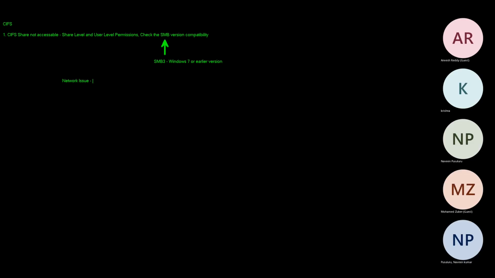In order to make sure that it is a network issue, you need to log into a server in the same data center and try to access it from there. If you are able to access it from there, then most of the time there is something wrong with the network. Network issue, this is one thing. You need to work with the network team to resolve these kinds of network issues.